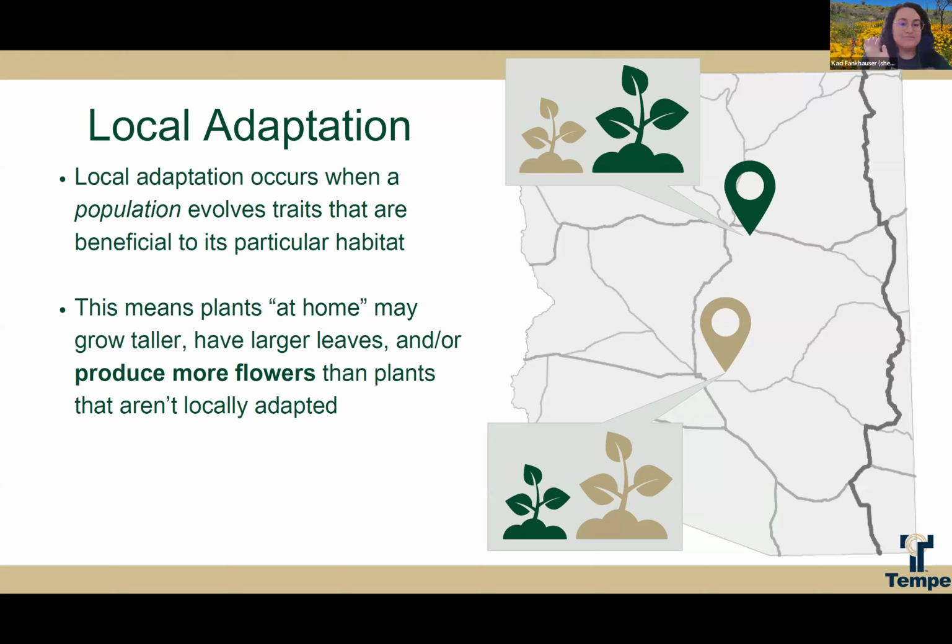The population is that little group in Flagstaff, or that little plant in Phoenix. If you take that plant from Flagstaff and bring it down to Phoenix, it is not going to be adapted to our heat and our precipitation, and vice versa. This idea of local adaptation is really that plants grown in their home environment are better adapted for that environment. They're likely going to be bigger, have larger leaves, and probably have more flowers, which is very important for our pollinators.